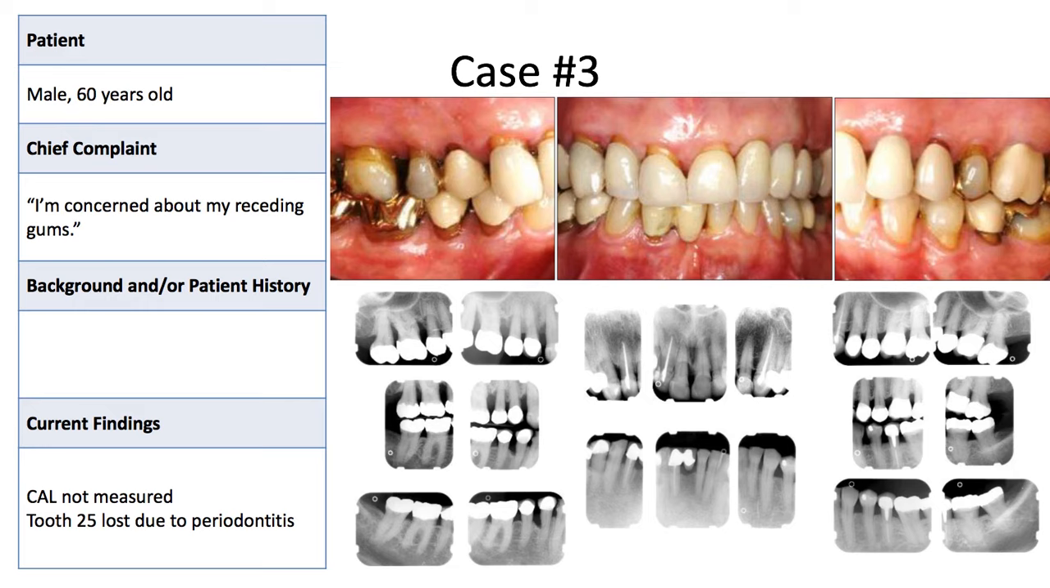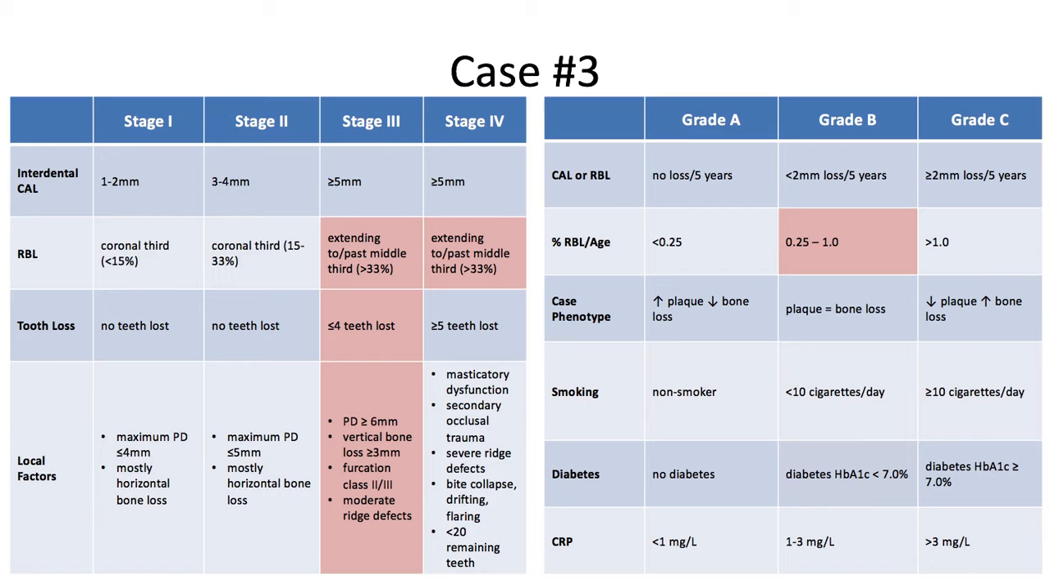The 40 to 50% bone loss with age 60 puts us at a ratio slightly below 1, so that looks like a grade B. And we have no other indicating factors listed here. And remember, we always assume grade B unless we have sufficient evidence to change to A or C. So in this case, we don't, so we'll keep it at a grade B. So this patient is a localized stage 3, grade B periodontitis.